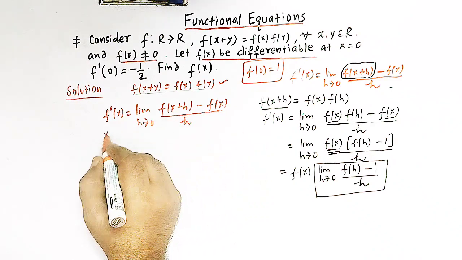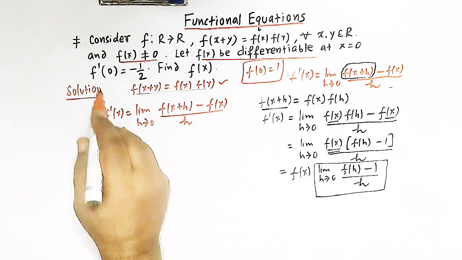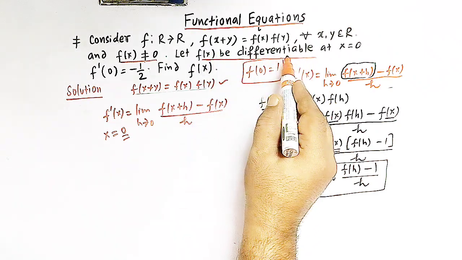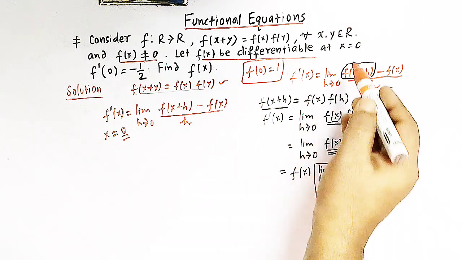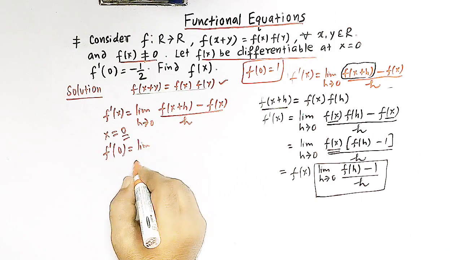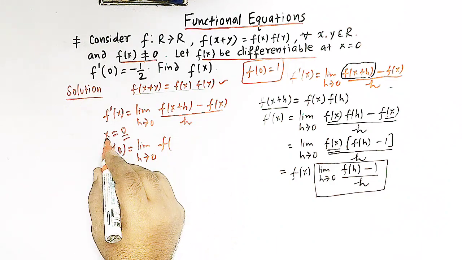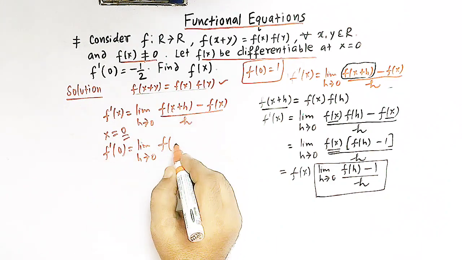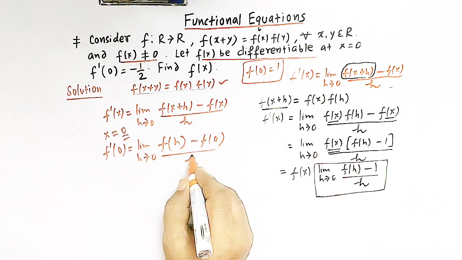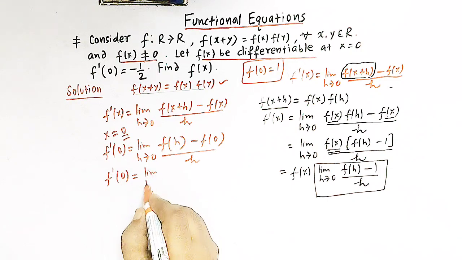Now let us replace x by 0. That is, let us find out the derivative of f of x at this point 0, because we are given that the function f of x is differentiable at x is equal to 0. So we have f prime of 0 equal to limit h tends to 0, and here we have 0 plus h, because we are taking x is equal to 0. So 0 plus h is simply h, and here we have f of 0, over h.